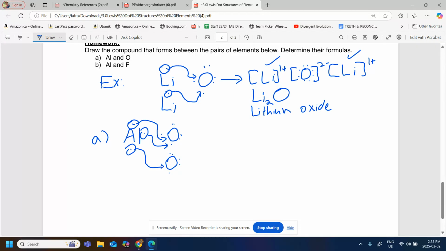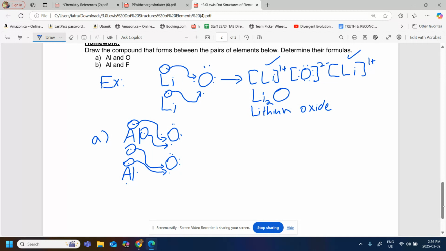But then what you'll notice is that this oxygen is not happy. It still needs another. So we'll add another aluminum in. 1, 2, 3. To give that oxygen another one.